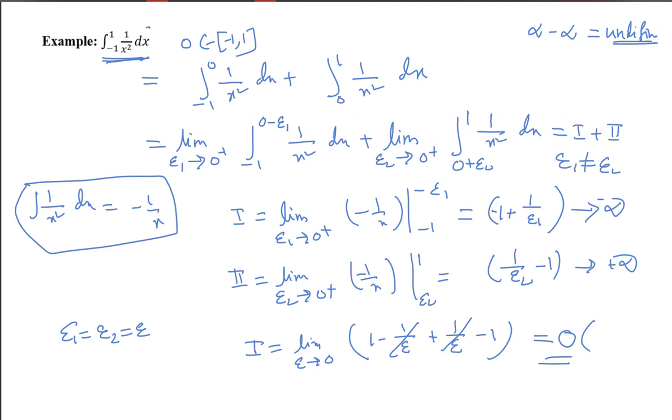0 minus epsilon 1. It is minus 1 minus E1, minus 1, 0 to minus epsilon 1. Exceed the limit? No, it is okay. The second integration is okay. 1 by epsilon is also okay. Second one is also correct.